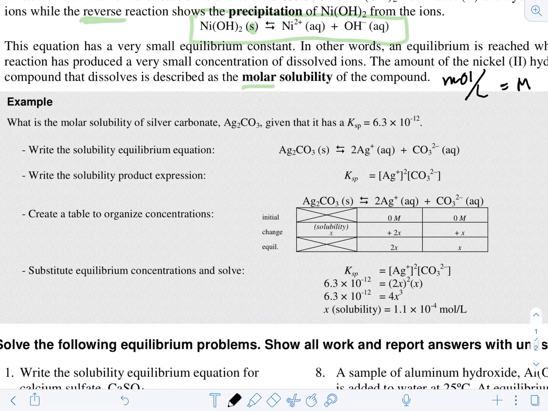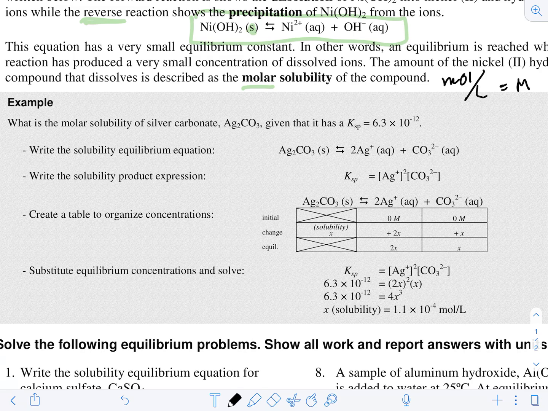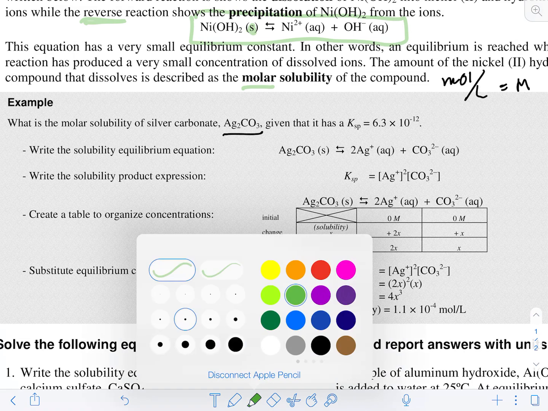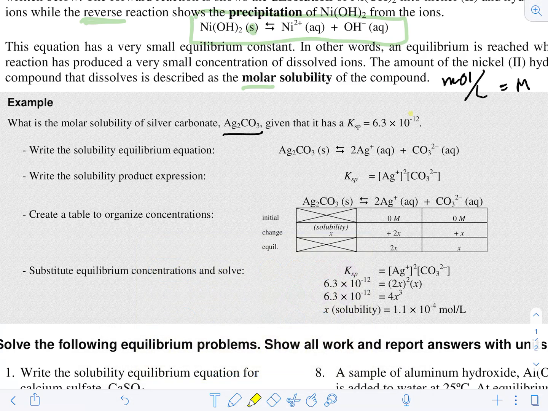Now, notice that they are giving us a different example here where we're looking at silver carbonate. And notice that silver carbonate has a very tiny number. It's 10 to the negative 12th. Some of the numbers we've been looking at previously were 10 to the negative 5th, maybe 10 to the negative 7th. These are really tiny numbers.